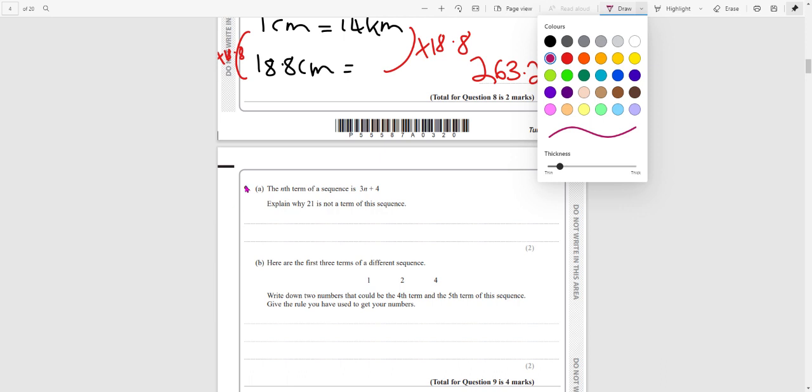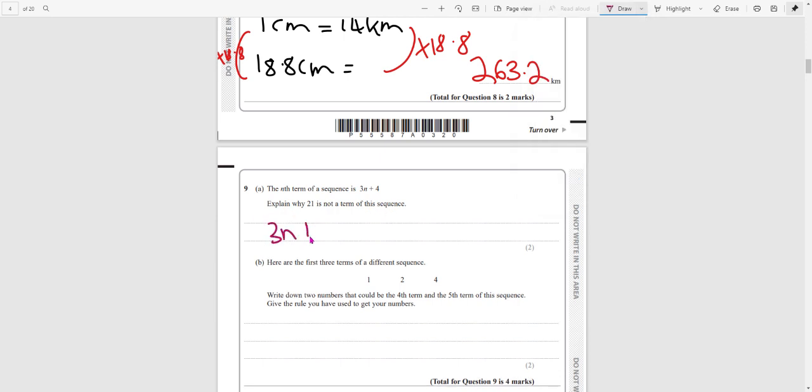Now, question number 9. The nth term of the sequence is 3n plus 4. Explain why 21 is not a term in the sequence. So 3n plus 4 is equal to 21. Whenever you're in this circumstance, you make the nth term equal this number. But there's another way of doing it actually. Let me show you the quicker method: just substitute some values into it, because it's not much of a sequence.